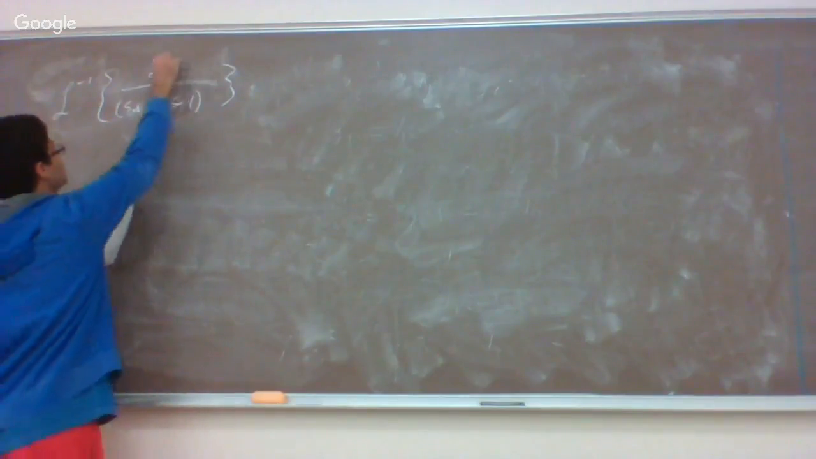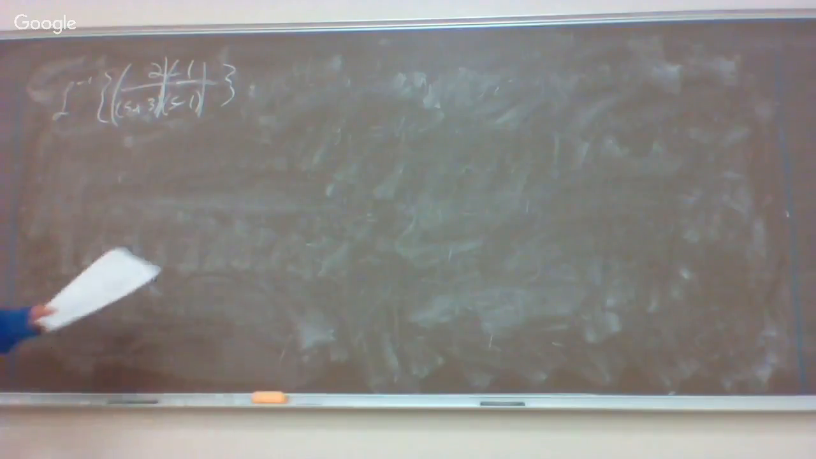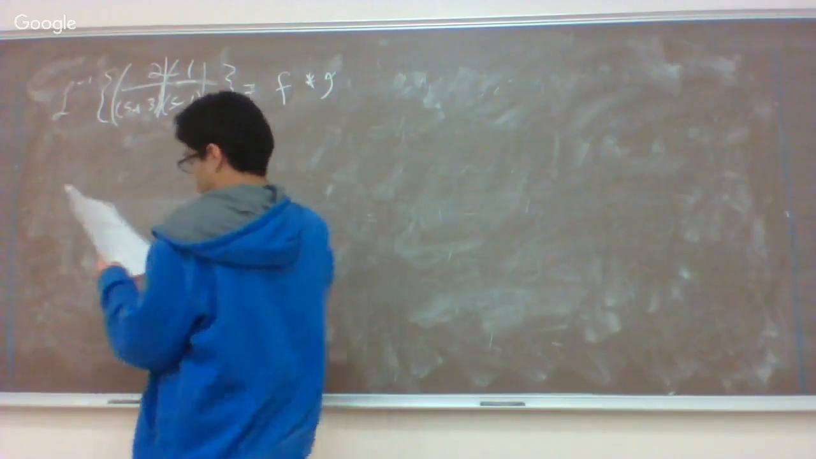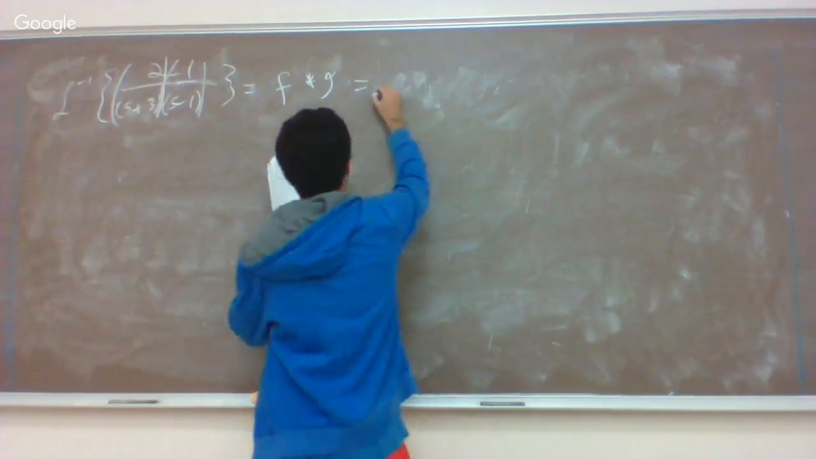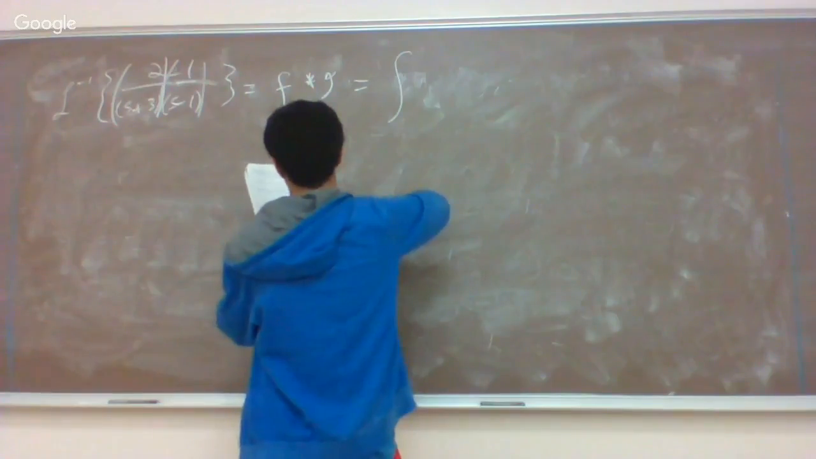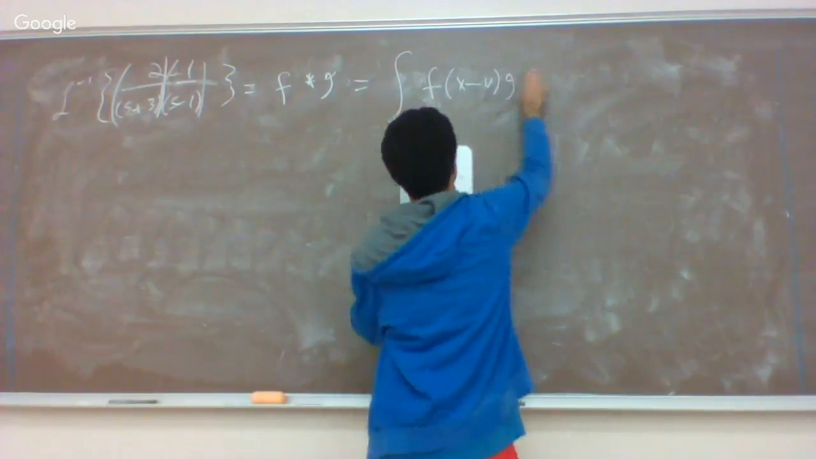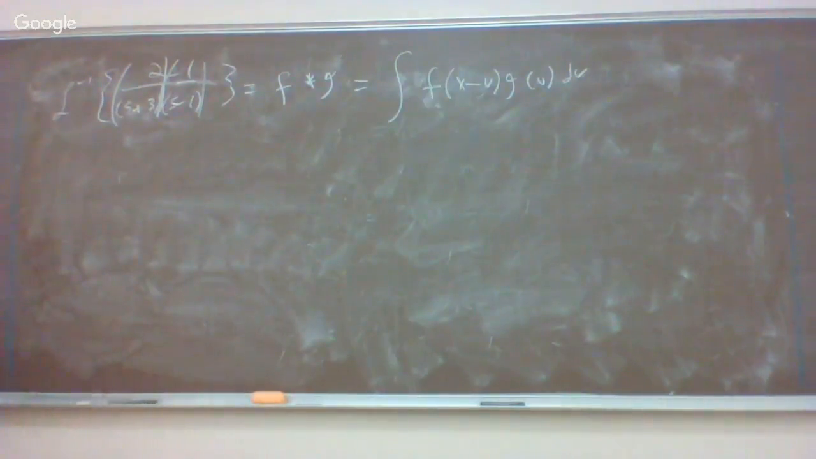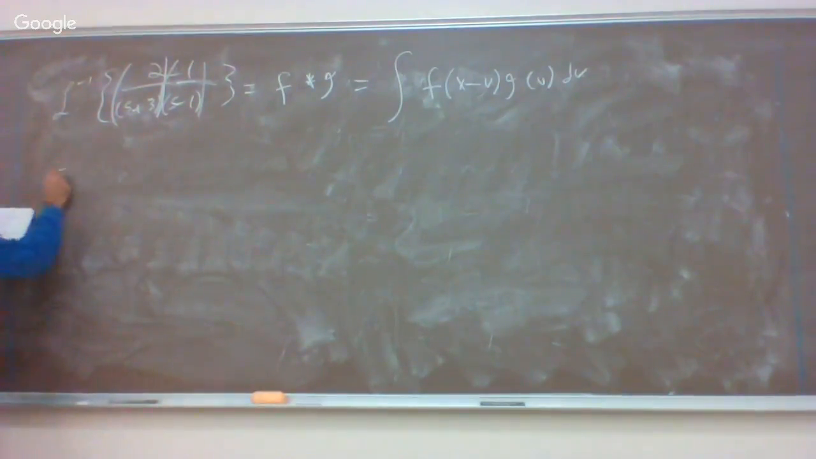This is the same thing as 1 over the first portion and then 1 over the second portion, right? So now it's two fractions being multiplied. The inverse Laplace of f star g is equal to the integral of f(t minus v) times g(v) dv from 0 to t.